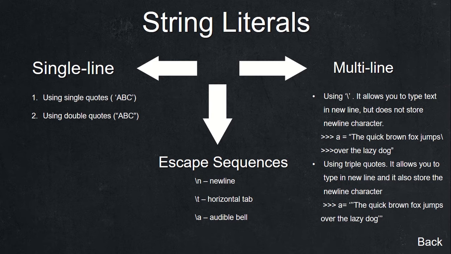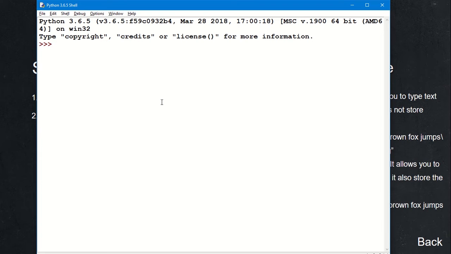Now whatever text we type in single or double quotes in a single line is termed as single line literals. For multi-line literals, let's have some practical. There are two methods. One is using backslash and the other is using triple quotes. Now, if we use backslash, it does not store the new line character. Let's see how. I've taken a variable a where I try to store ABC. So this is a single line variable, right? And similarly, I take b and I try to store it in single quotes. Again, this is single line.